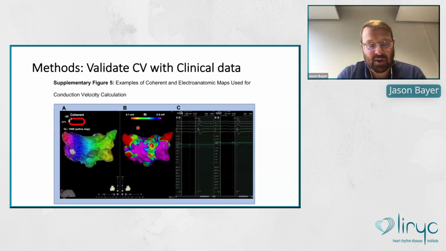There are patients that do have some mapping. So, okay, are these CVs that they are putting into the model, do they actually match what the patients have? To verify this, they measured conduction velocity between 2 points in the LA from EP mapping studies, took the mean, and compared that to the conduction values that they had assumed in their model.